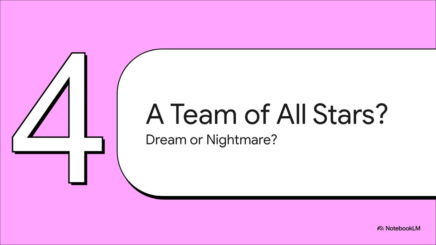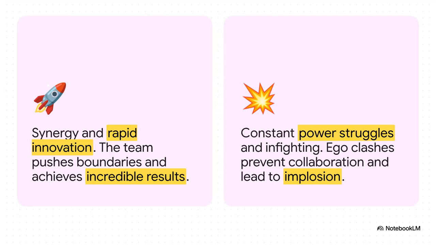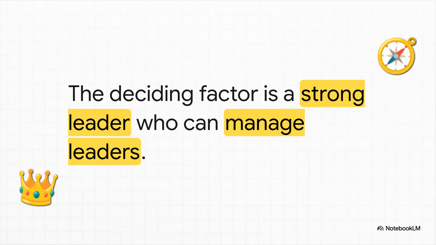Okay, so this brings up a really fun thought experiment. What if you could actually do it? What if you built a team made up of nothing but A players? A whole team of all-stars. What would that even look like? You'd think it would be a dream come true, right? But it could really go one of two ways. You could get this incredible explosion of creativity and success. Or you could get total, destructive chaos. Just constant infighting, ego battles, and power struggles. The whole thing could just implode. So what's the deciding factor? What tips the scale from success to chaos?